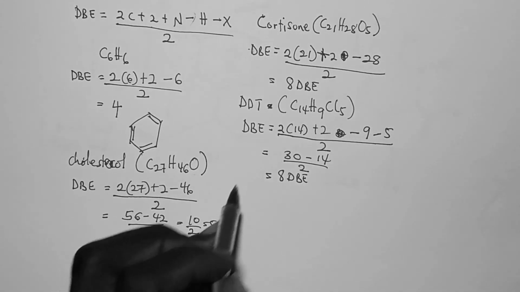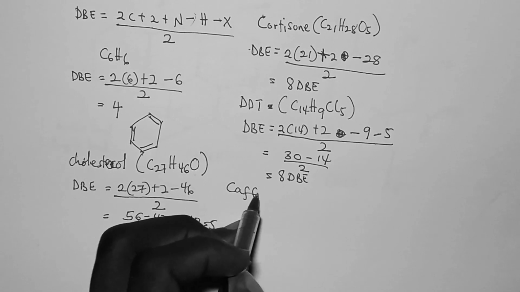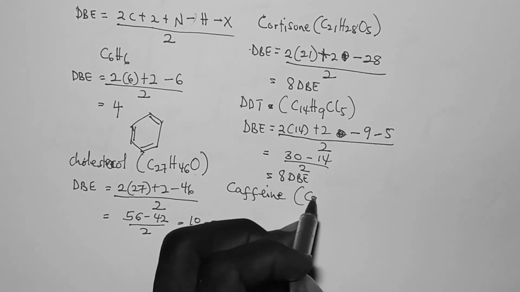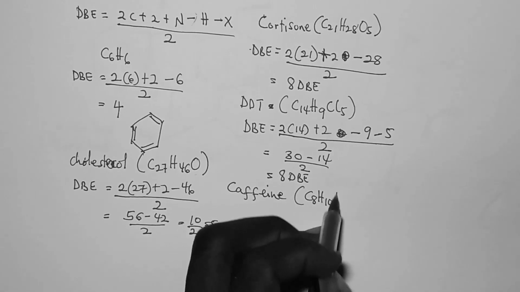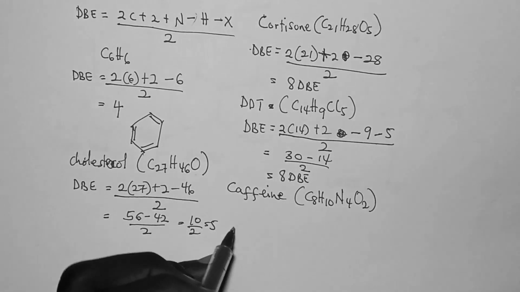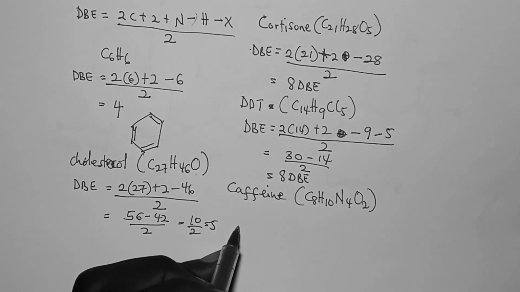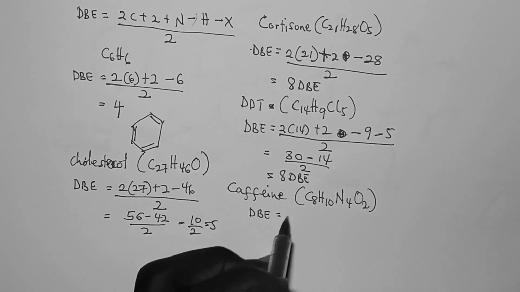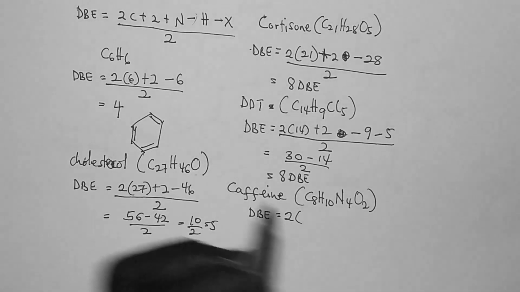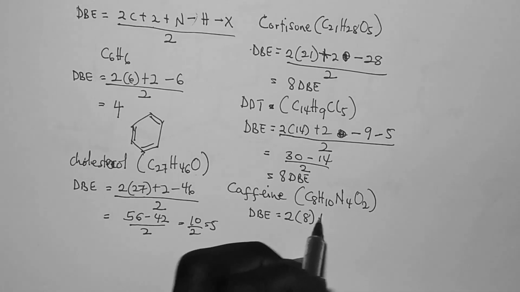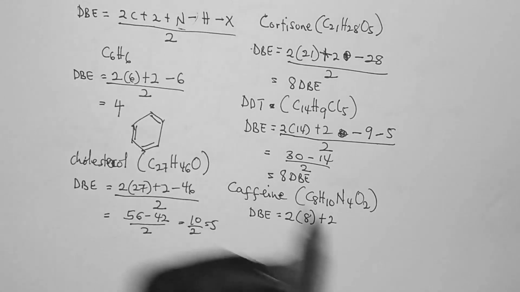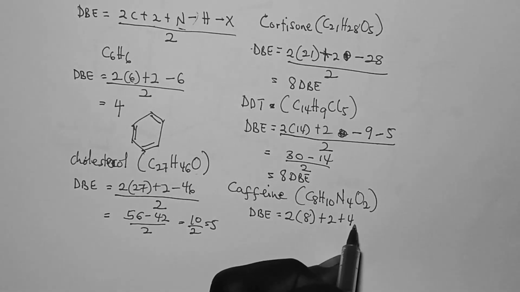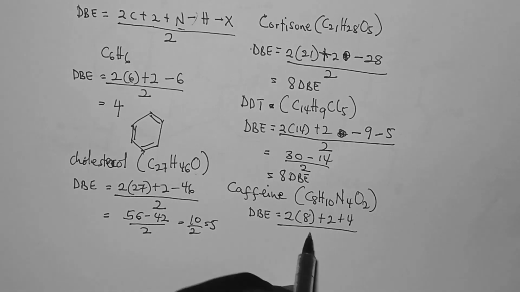Now let's talk about caffeine. Caffeine has a molecular formula of C8H10N4O2. What is the double bond equivalence in caffeine? So DBE is equal to 2 times the number of carbons, and in this case it is 8, plus 2. Then the number of nitrogens is 4, so plus 4. Oxygen does not come in, so it's 0, divided by 2.